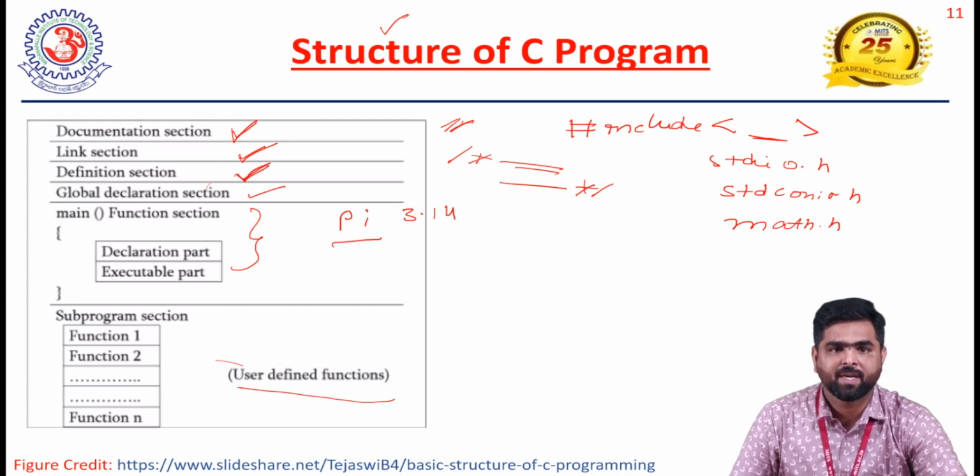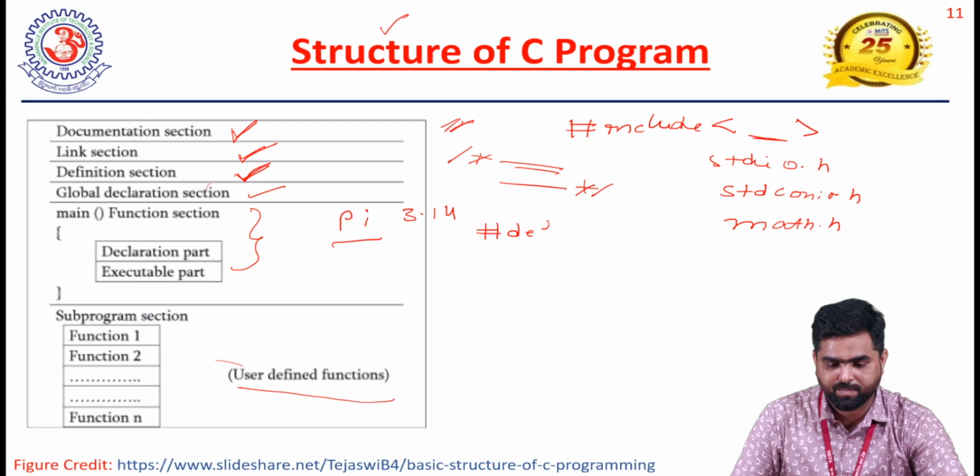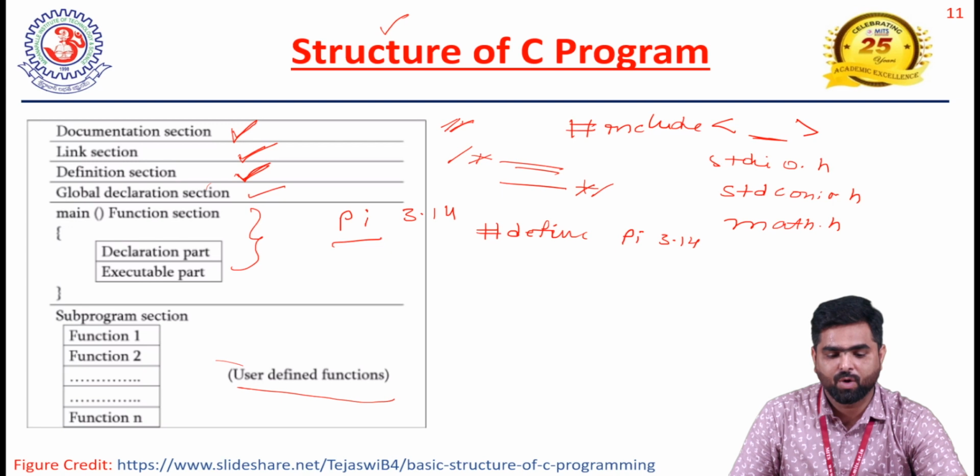To define any kind of variable like this, we need to use the #define statement. #define, space, here we need to write the variable name, and the value that you want to assign to the particular variable. So this is how we define a variable with a constant value in the definition section.